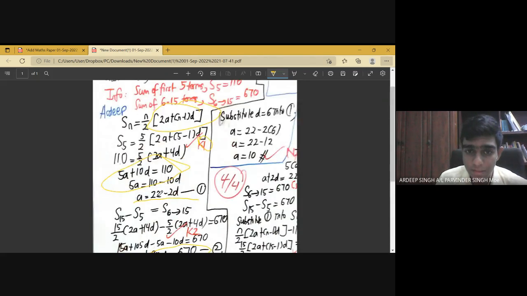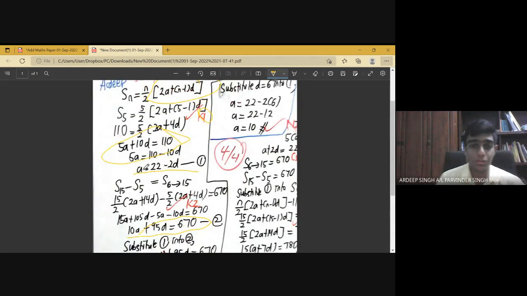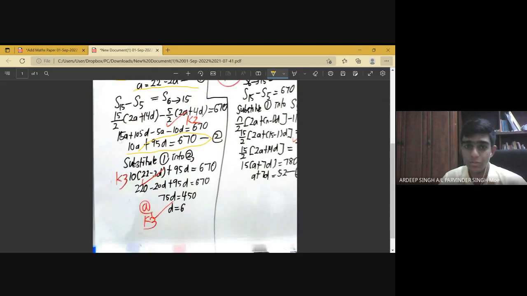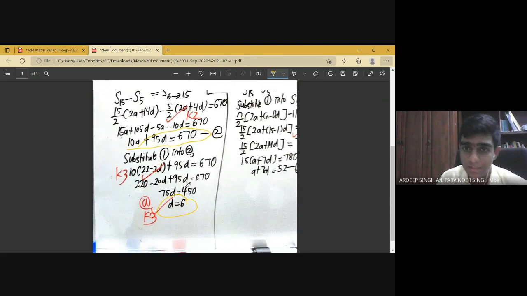After that, you make the equation simpler. Make sure you know which equation can be put into a simpler form. If here is 5a, you know you can divide by 5. Because 110 minus 10, all these are multiples of 5, so it's easy to divide. So when you substitute equation 1 into 2, you first get a mark for substitution, and then at last you get d equals 6.